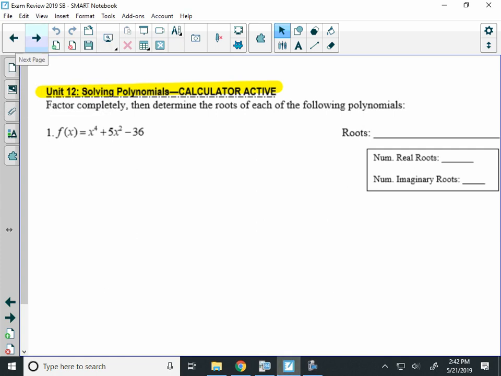Unit 12 for your semester exam review, solving polynomials. You are allowed to use your calculator for this whole unit here. So start with number 1. It says factor completely and then determine the roots.